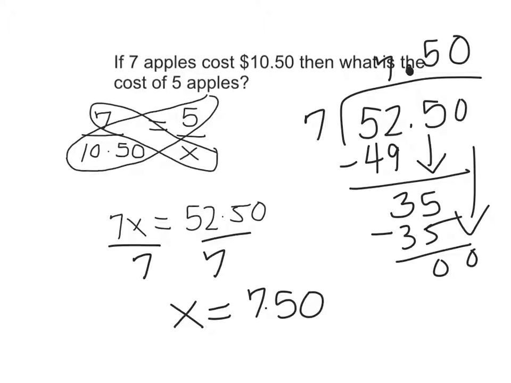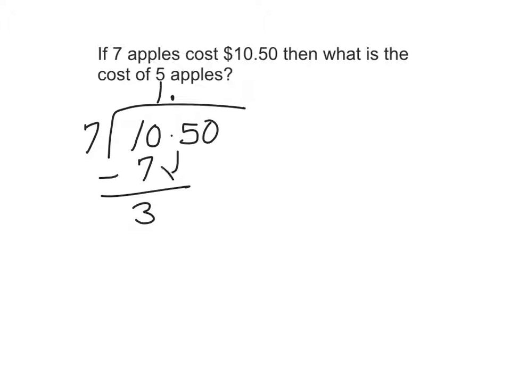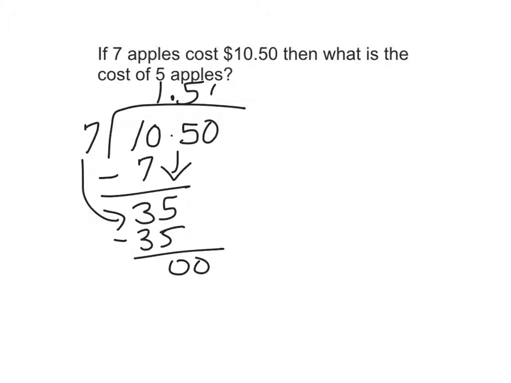Now this is not the only way I can solve this problem. There's another way. If I know the cost of 7 apples is $10.50, I can find the cost for 1. The way that I do that is I take the $10.50 and I divide it by 7. So 7 goes into 10 one time. Bring the decimal up. 10 minus 7 is 3. Bring down the 5. 7 goes into 35 5 times. 35 minus 35 is 0. 7 goes into 0 0 times.